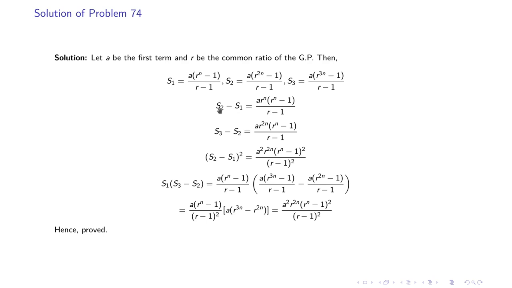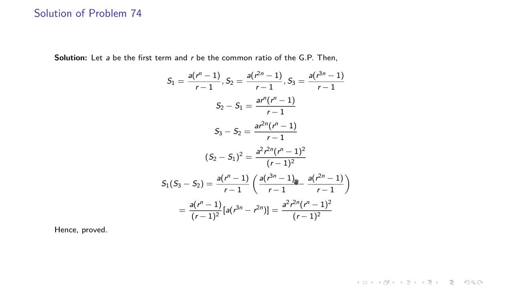So when we subtract S1 from S2, we take out AR to the power n common. When we subtract S2 from S3, we take out AR to the power 2n common. Now S2 minus S1 whole square would be A square R to the power 2n into R to the power n minus 1 whole square divided by R minus 1 whole square. And S1 into S3 minus S2 would be A into R to the power n minus 1 divided by R minus 1, and then inside it would be the difference of sums.